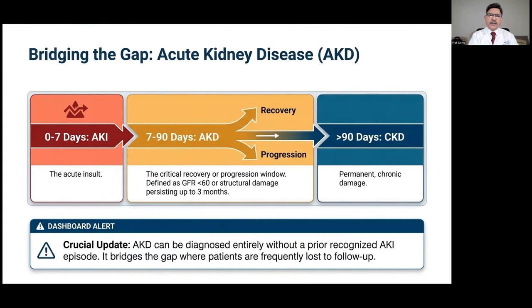Acute kidney disease: 0 to 7 days is AKI, 7 to 90 days is AKD, and more than 90 days it is CKD. Acute insult; second one is the critical recovery or progression window, defined as GFR less than 60 and structural damage persisting up to 3 months. Permanent CKD, where we evaluate as per the previous class.